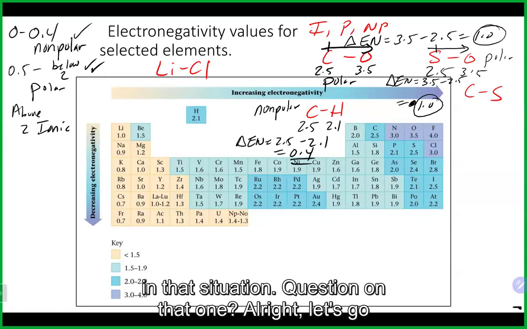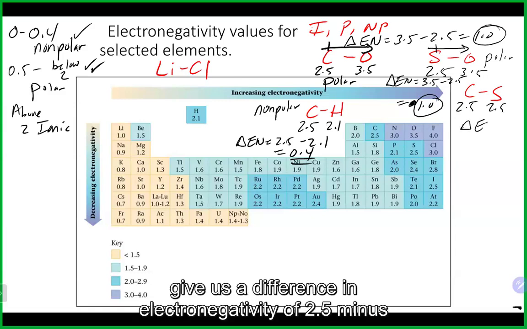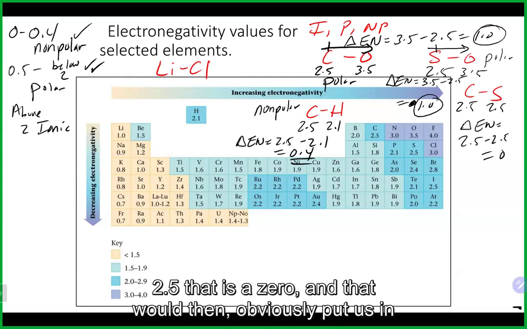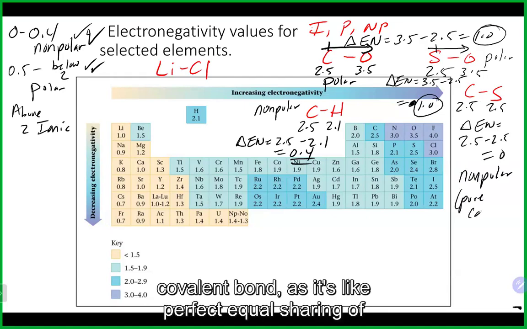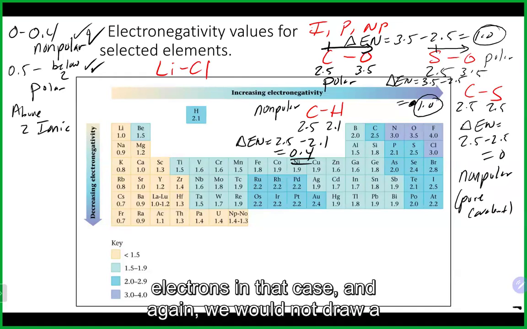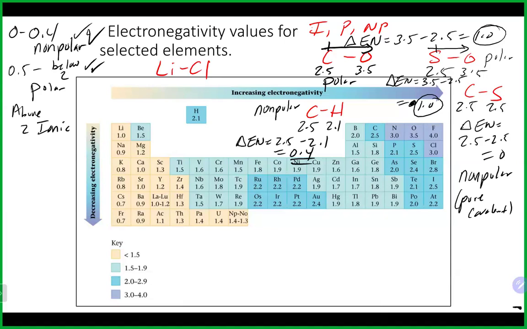All right, let's go carbon sulfur here. So carbon 2.5, sulfur 2.5. That is going to give us a difference in electronegativity of 2.5 minus 2.5. That is a 0. And that would then obviously put us in a nonpolar bond. This also would be considered a pure covalent bond, as it's like perfect equal sharing of electrons. And again, we would not draw an arrow here, as it is a neutral bond.